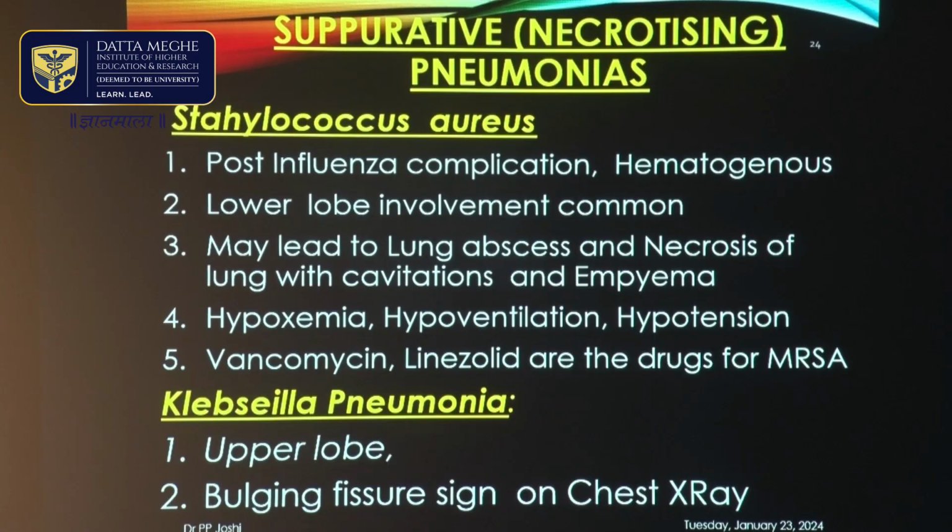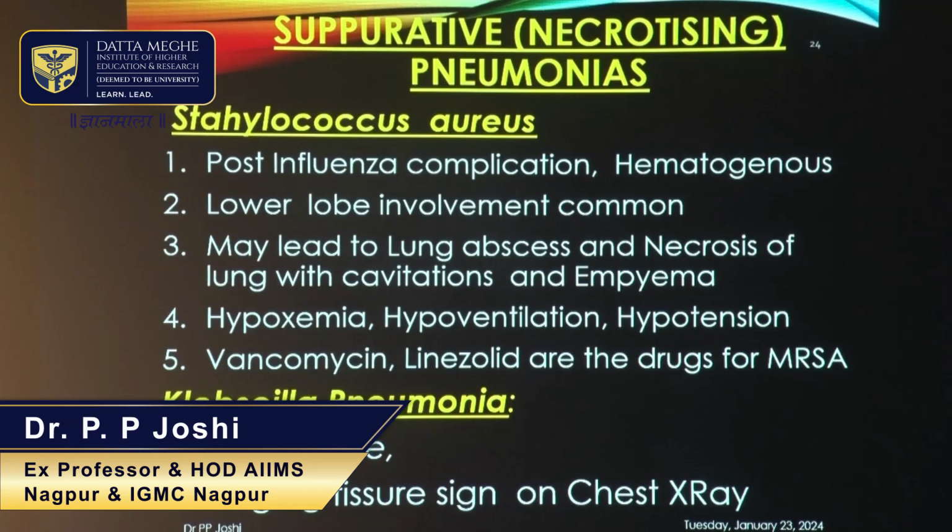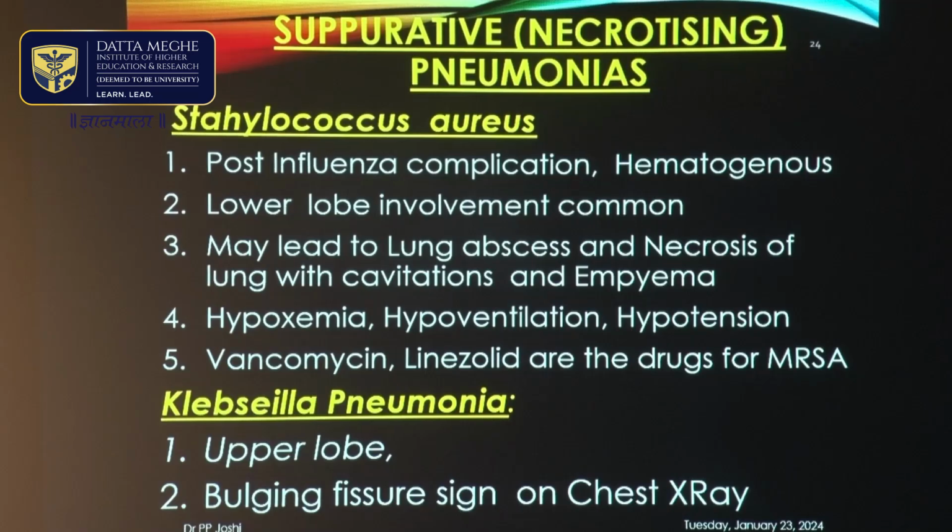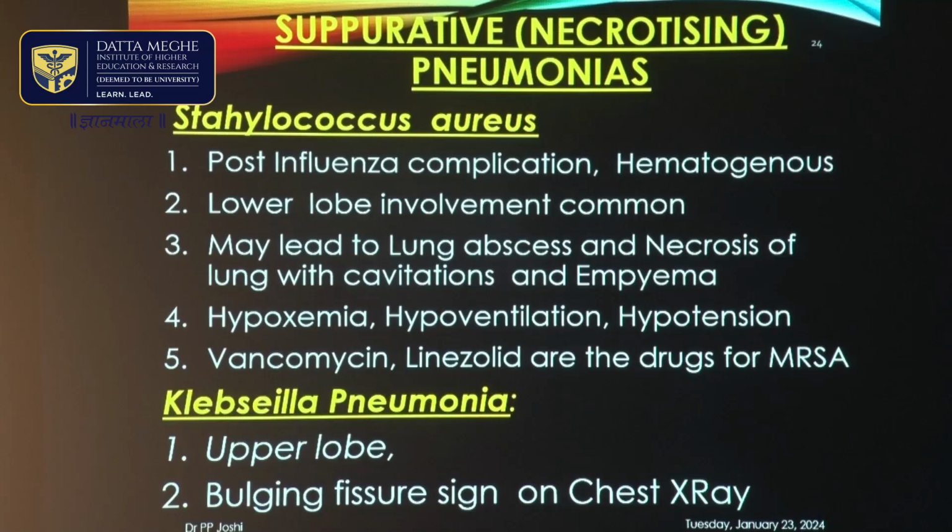Klebsiella pneumonia is another organism which can cause necrotizing pneumonias, which can lead to lung abscess. It involves the upper lobe, and because it is causing infiltration of the lungs, it can sometimes be confused with tuberculosis. But in tuberculosis, the presentation is low-grade fever, evening rise of temperature, anorexia, loss of weight, and chronic cough. Whereas in Klebsiella pneumonia, when the upper lobe is involved, the patients present with abrupt onset of very high-grade fever, and this is how we can differentiate, but many times it can be confusing as well.